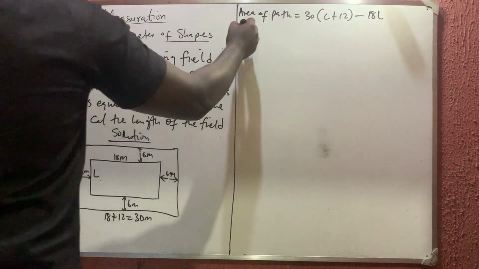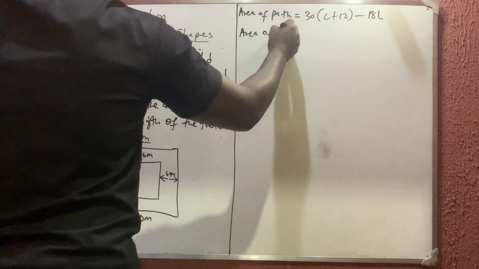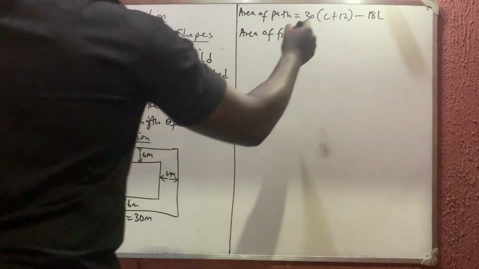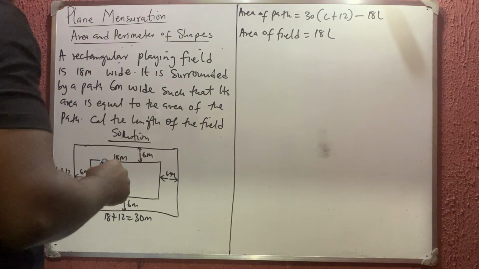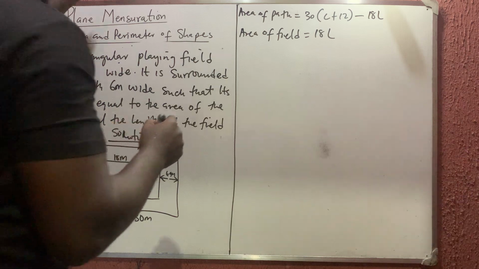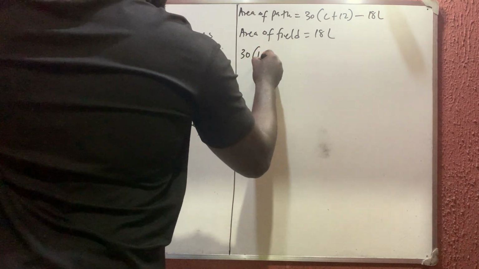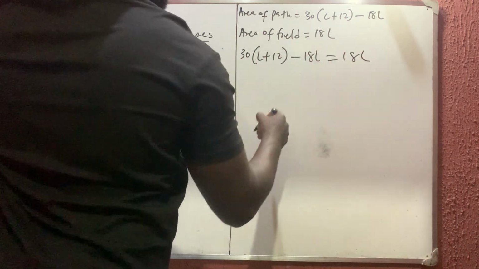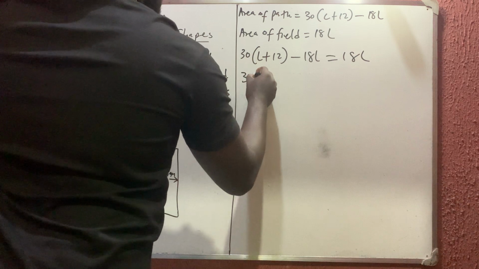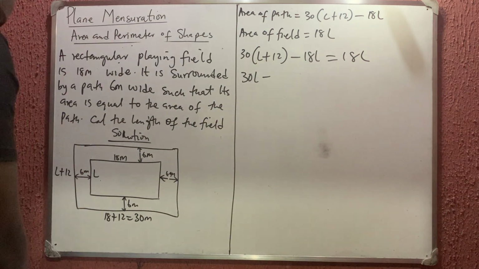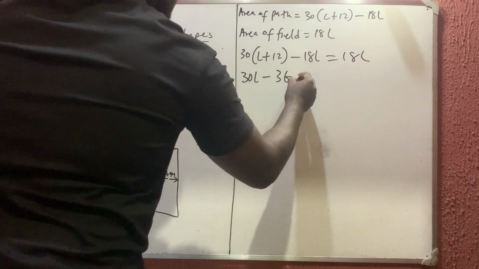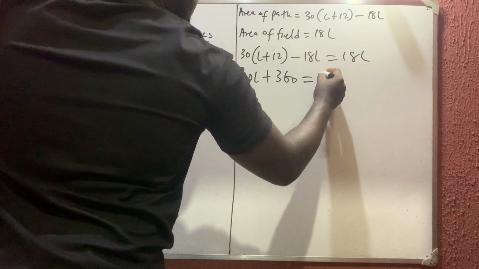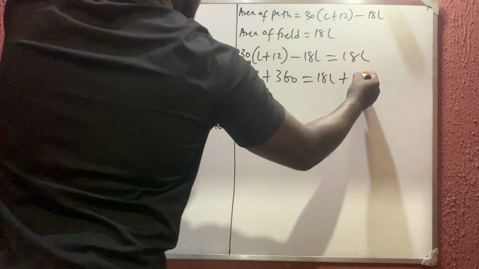Then the area of the field is obviously the inside one, so this times this, that is 18L again. They say that they are equal. So if they're equal, we have 30 in bracket of L plus 12 minus 18L is equal to 18L. Expanding, I'm going to have 30L plus 360. This 30L, this times this 360. This 18L going here becomes plus another 18L.